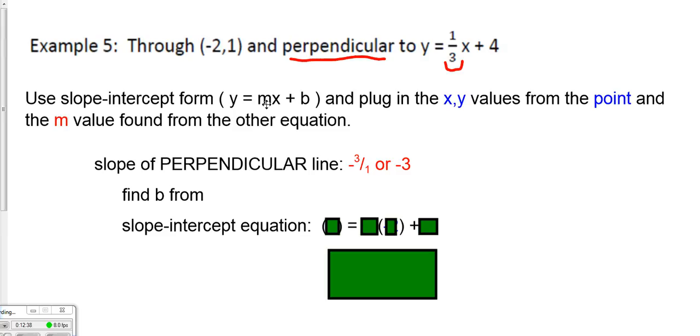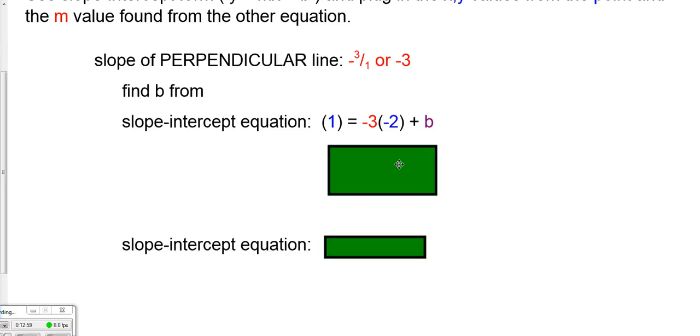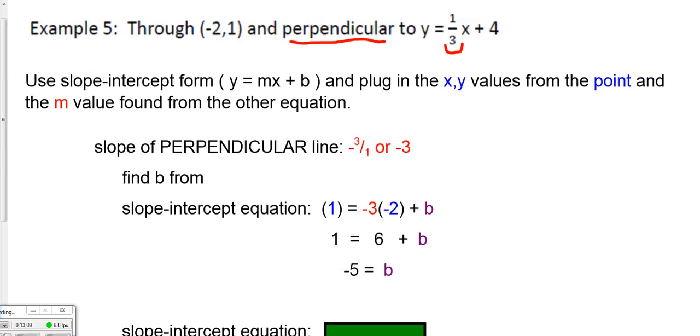That found our m value. To find our b value, we plug in all the information we know. Here's our m. It was -3 from right here. Our y value we'll find from the point. We'll use 1 as y, -2 as x. And b is still just b. We haven't solved for it yet. -3 times -2 is 6. So 1 equals 6 plus b, minus 6 from both sides. -5 equals b.